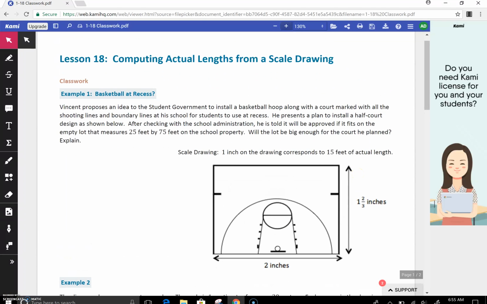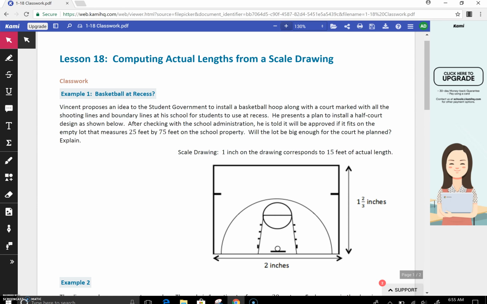Yesterday we talked about scale drawings for the first time, and today we're going to take that a step further and compute actual lengths from scale drawings. So this still relates to ratios and unit rates. There's 4 examples. If you don't have room on your paper, when I click to a new slide, you can be doing these notes on a separate sheet of paper and we'll just staple them together.